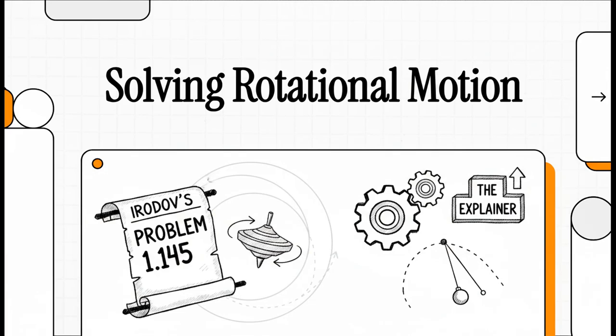Today we're going to crack open a classic physics puzzle from Irodov's famous problem book. It's problem 1.145, and yeah, it looks a little scary at first, but it's actually the perfect way to show how a simple, clear method can help you solve pretty much anything.